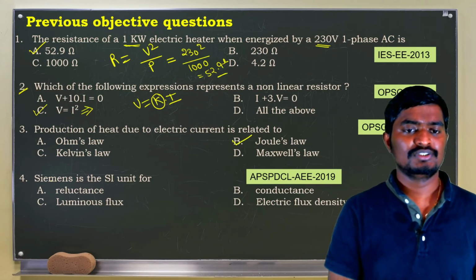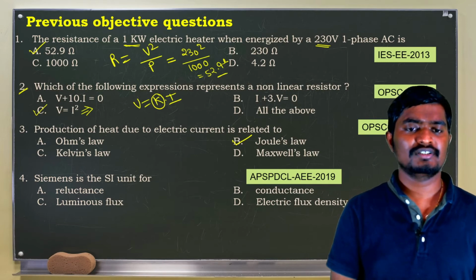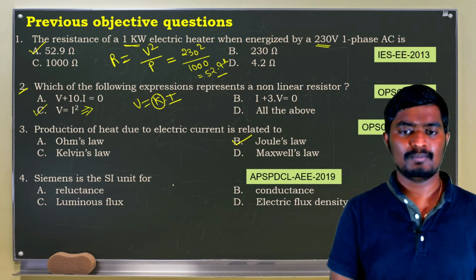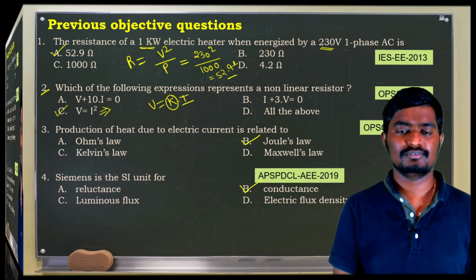Question number 4. Siemens is the SI unit for. Siemens is the unit for conductance. When you look into the options, option B is the correct option.